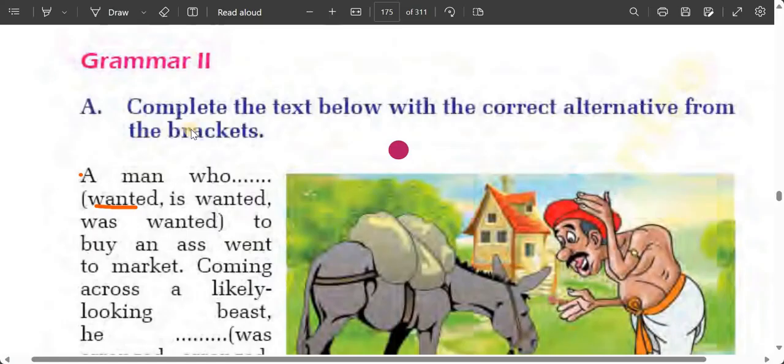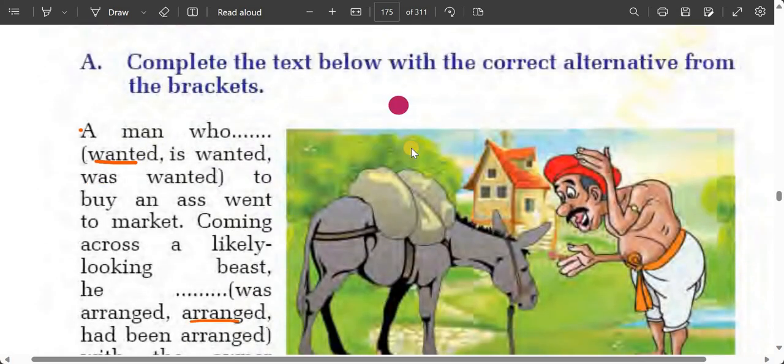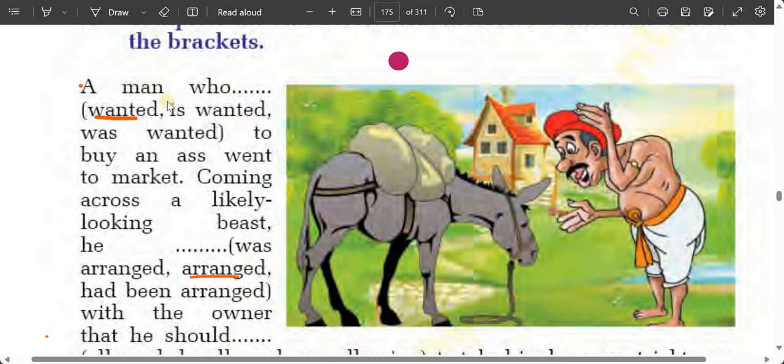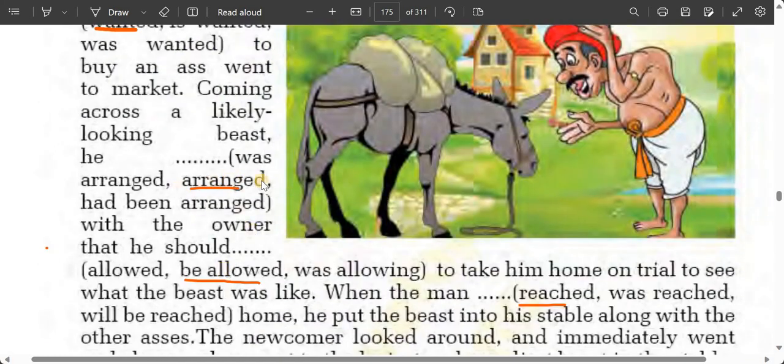And now grammar, second. Complete the text below with the correct alternative from the brackets. So the first one, simple past: a man who wanted to buy an ass went to market. Coming across a likely looking beast, he arranged with the owner that he should be allowed to take him home on trial to see what the beast was like.